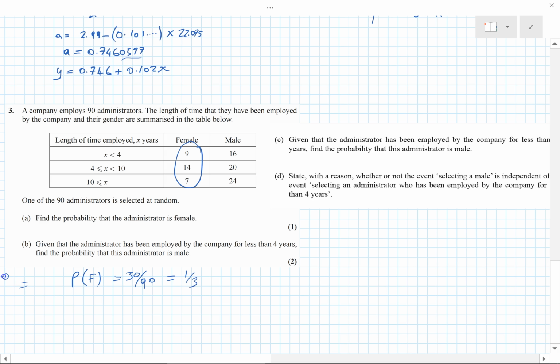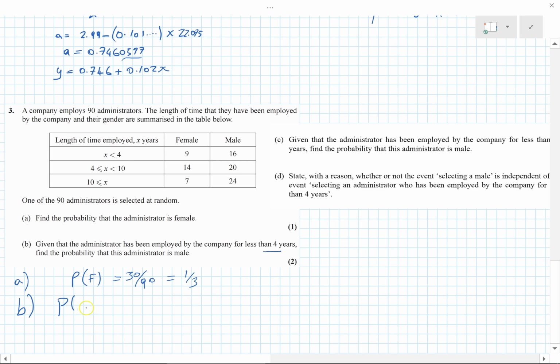So that's no problem for part A. That's an easy bonus mark. Then it says, given the administrator has been employed by a company for more than 5 years, find the probability that the administrator is male. So we can use a formula for this, but what we can say is if they're employed for more than 4 years, that's actually all of these together. Okay, so we can use a formula for this. Let's do it that way rather than just try and do it by common sense.